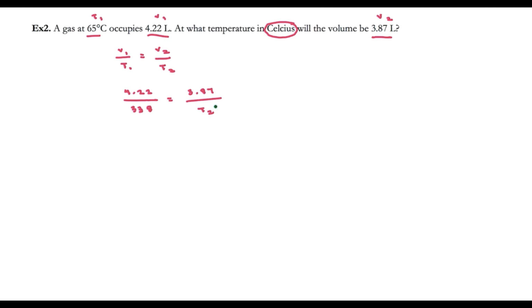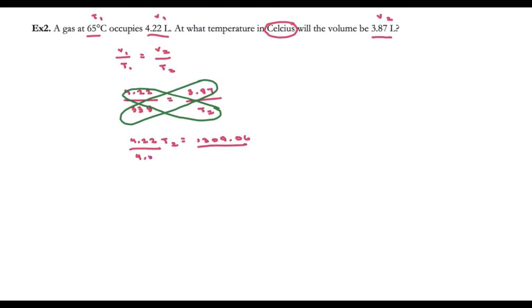So I am going to cross multiply. Okay, and so what I end up getting is 4.22 times T2 equals, I need to take 3.87 and multiply it by my temperature, 338, and I get 1,308.06. And then the last step I need to do for this part is divide by 4.22. Then I have my T2 is 309.96.